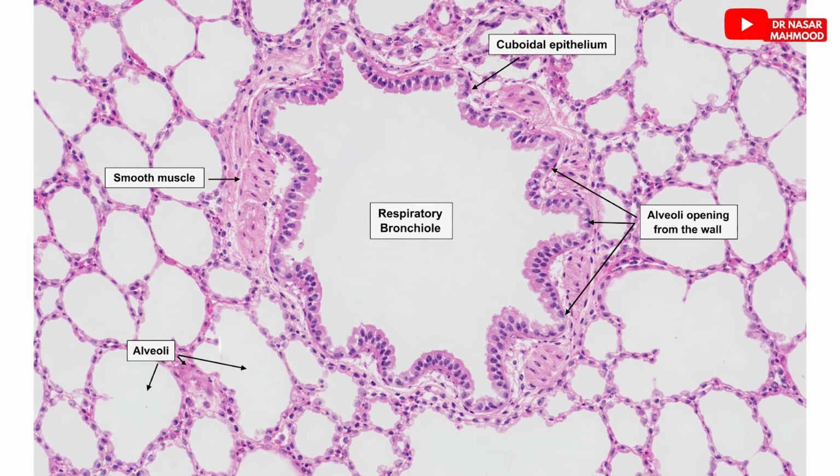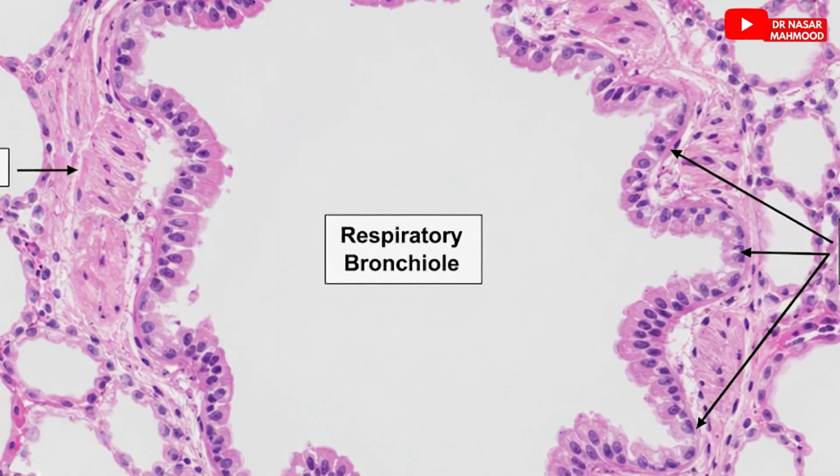Further down the airway tree are the respiratory bronchioles. They represent a transition zone where the epithelium becomes cuboidal and the small alveoli begin to appear along the airway walls. Respiratory bronchioles mark the beginning of the respiratory portion of the lung, where gas exchange can start to occur.